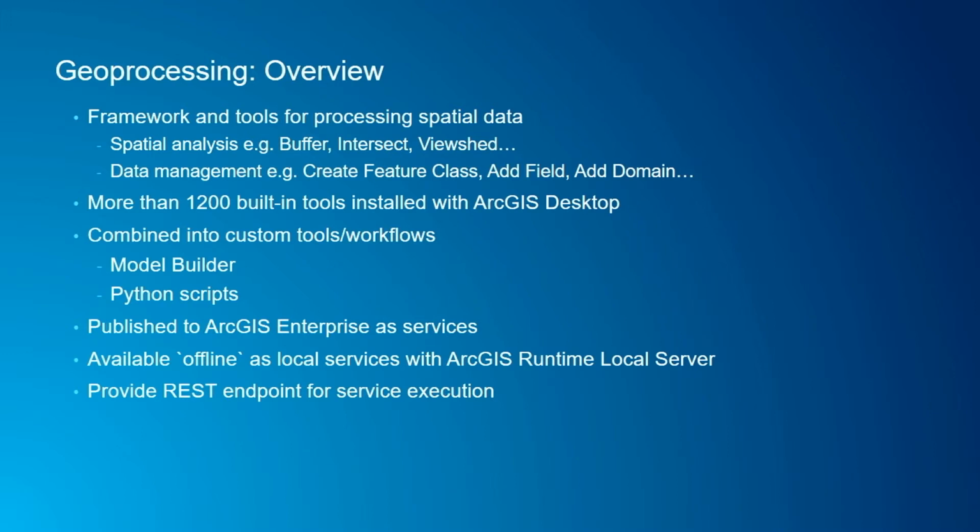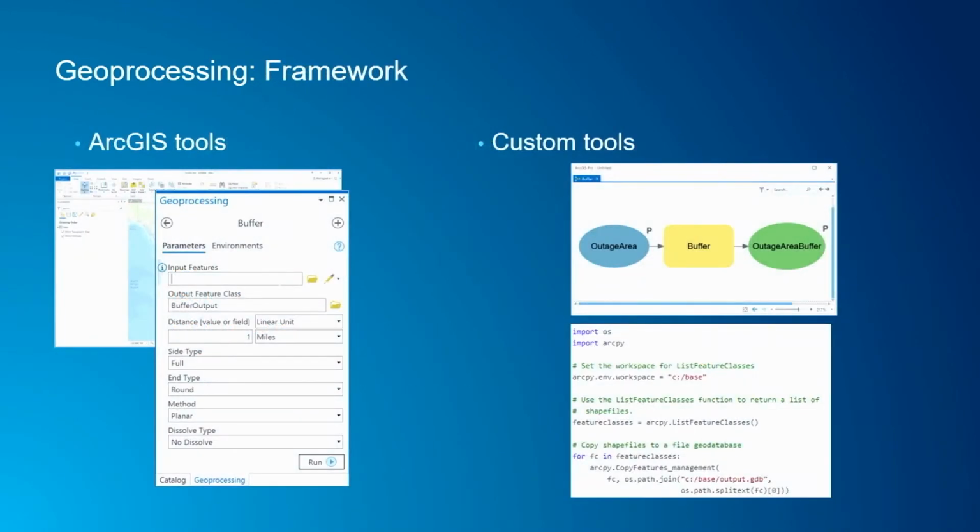You either publish those to ArcGIS Enterprise as services, or you can make them available offline as local services with the ArcGIS Runtime Local Server. So that's really where geoprocessing comes into the ArcGIS Runtime, is you can use services both online with ArcGIS Enterprise, or you can use local services with the ArcGIS Runtime Local Server. So just to re-emphasize that framework then, there are ArcGIS tools, so built-in tools that are out of the box within ArcGIS, or there are custom tools that you create within Model Builder or within a Python script.